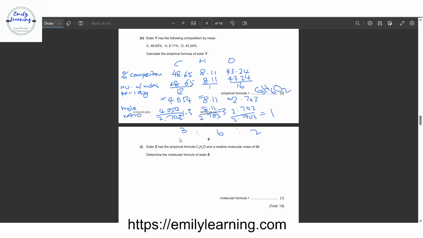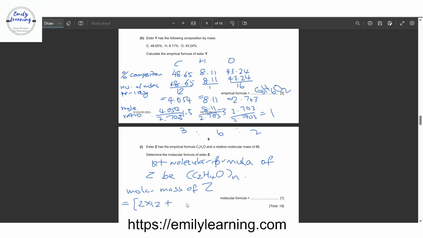So we know that the molecular formula of Z, so we let the molecular formula of Z be C2H4ON. So where N is an integer. So the molar mass of Z will be equals to 2 times 12 plus 4 times 1 plus 16 times N. Okay, so how did I get 12?